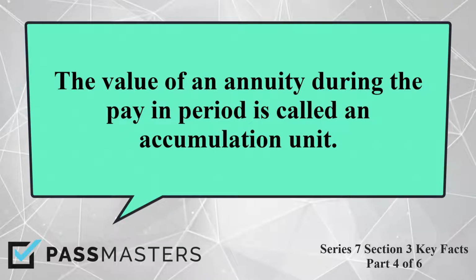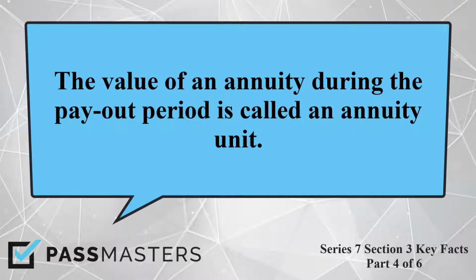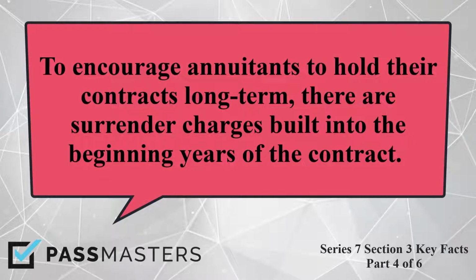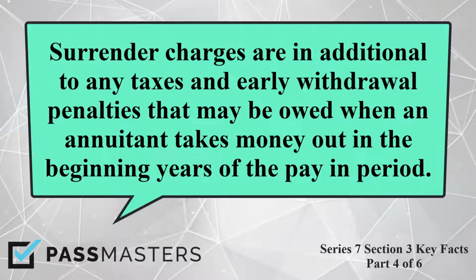The value of an annuity during the pay-in period is called an accumulation unit. The value of an annuity during the payout period is called an annuity unit. To encourage annuitants to hold their contracts long-term, there are surrender charges built into the beginning years of the contract. Surrender charges are in addition to any taxes and early withdrawal penalties that may be owed when an annuitant takes money out in the beginning years of the pay-in period.